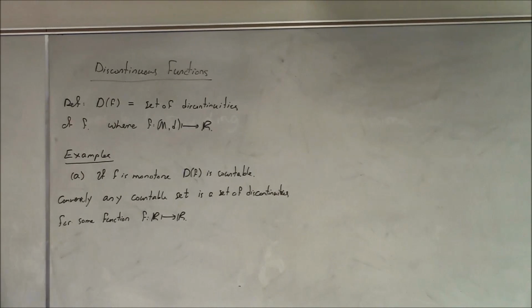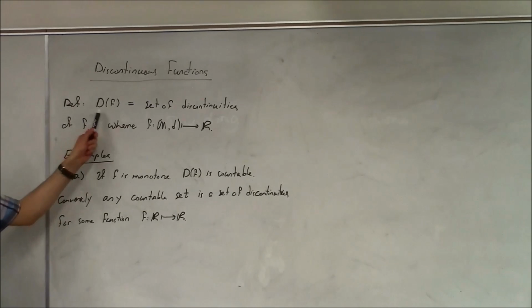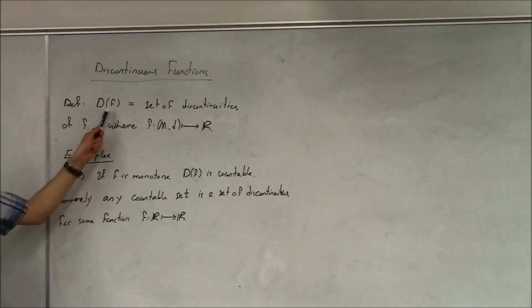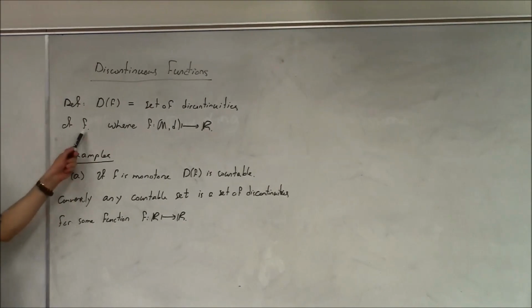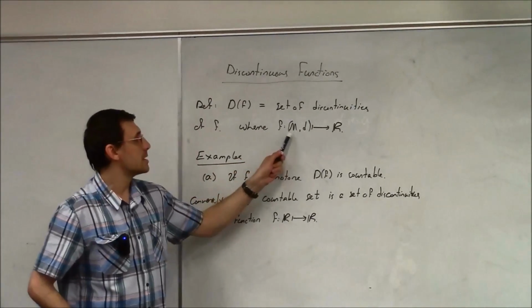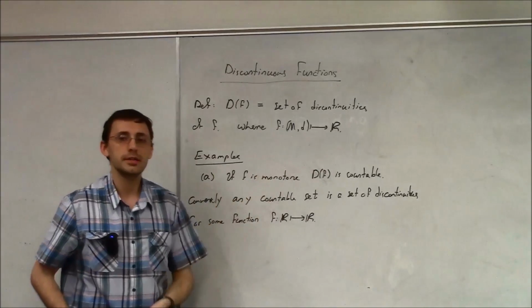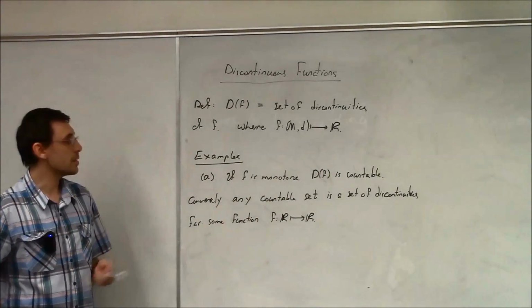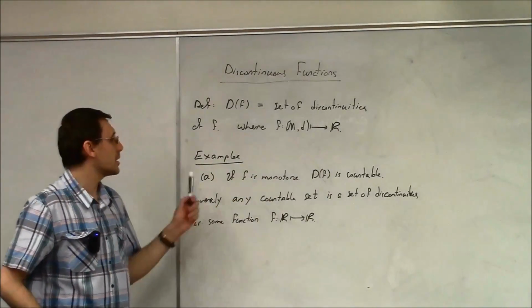The topic is discontinuous functions. We already talked a little bit about those functions. So the definition that we're using is that D(f) is going to be the set of discontinuities of f. So it includes all points at which some function from, say, the space M to R is discontinuous. So let's begin with an obvious example.